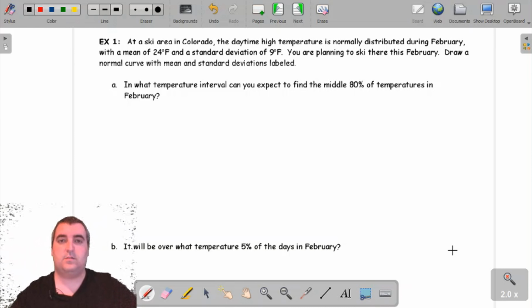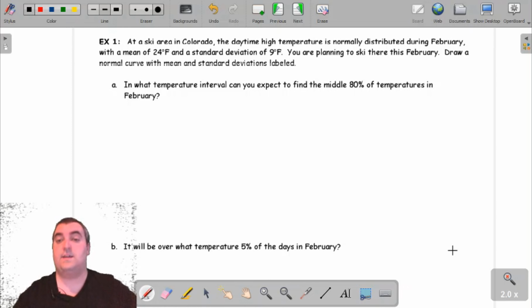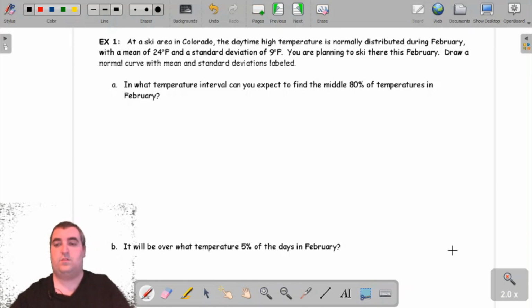I'm going to talk a little bit more about z-scores. We left off with finding the z-score and then finding the percentage by doing the normal CDF in the calculator. Now we're going to get a slightly different problem here.